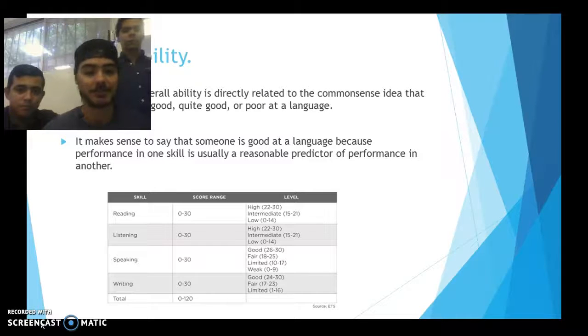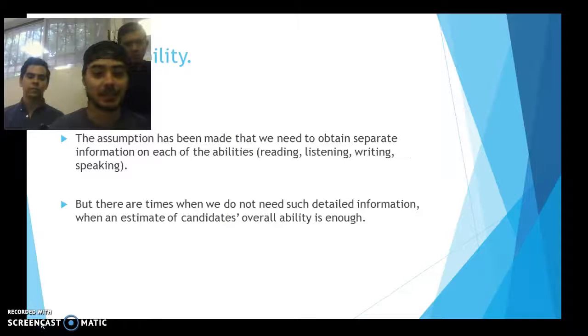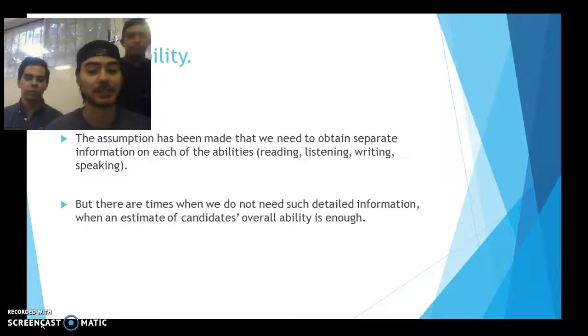Here we have the chart of the score range. We have the range from 0 to 30 for reading. High is from 22 to 30, and we have intermediate and low with their respective grades. We have listening, speaking, writing, and the total. The assumption has been made that we need to obtain separate information on each of the abilities: reading, listening, writing, and speaking. But there are times when we don't need such detailed information, when an estimate of candidates' overall ability is enough.